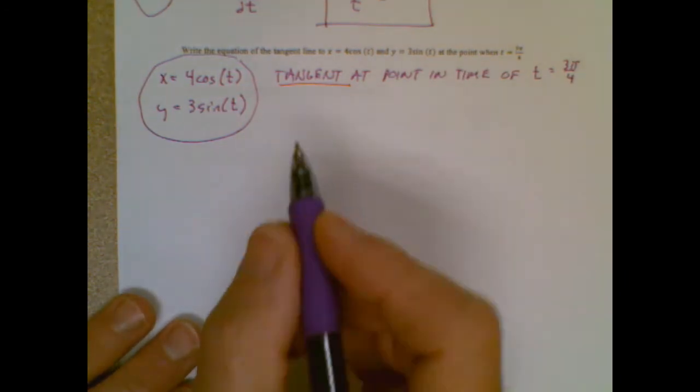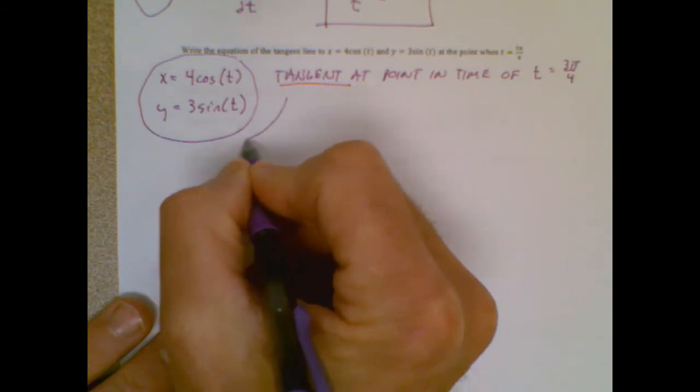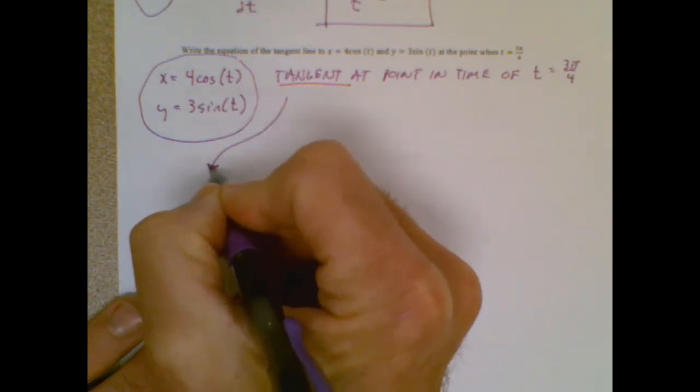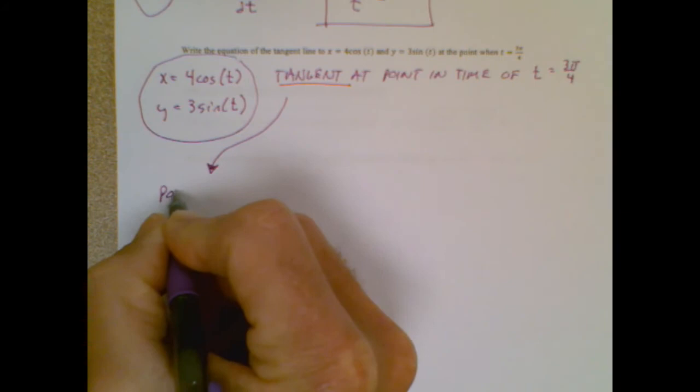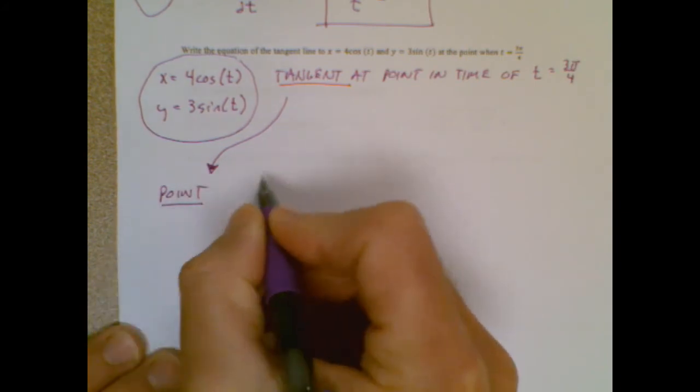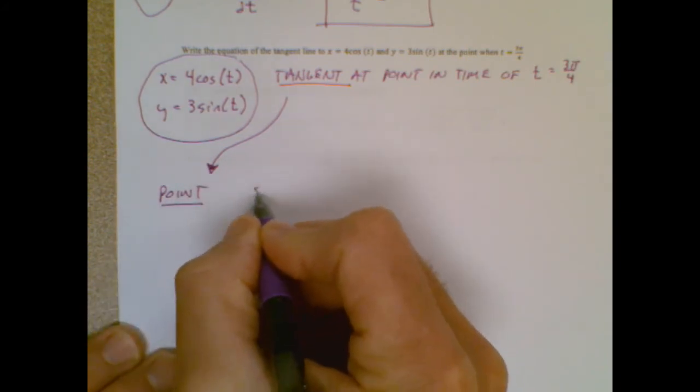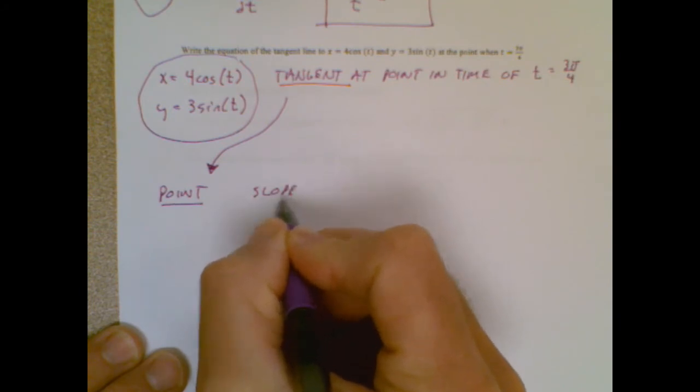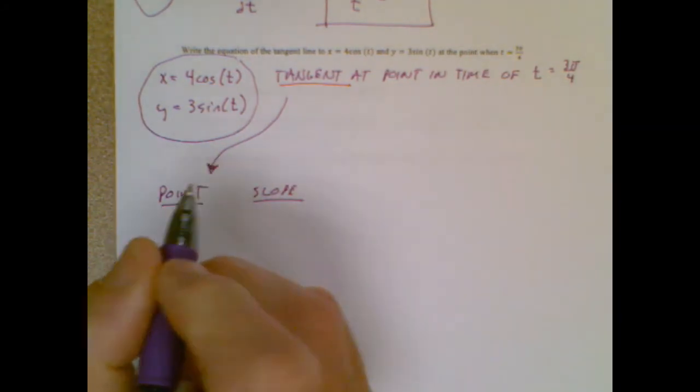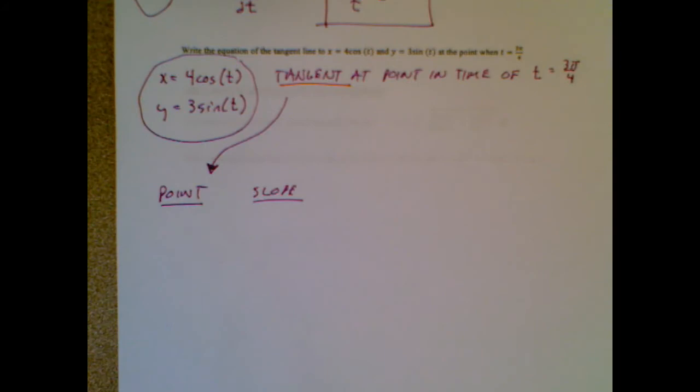As soon as you hear tangent line, you remember from your first calculus course days, you have a knee-jerk reaction. You want a point and you want a slope. And there is no choice. You need both of those if you're going to build a line. So we need to go ahead and get those.